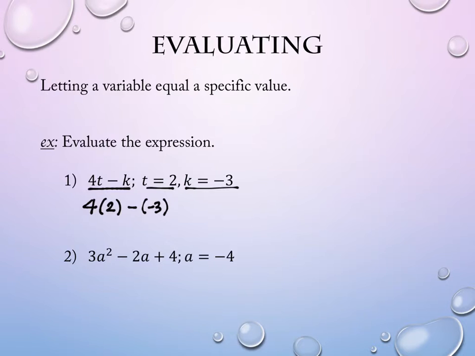We saw that back in section 1.2 when we were looking at integers. We would multiply before we do any addition and subtraction. So what is 4 times 2? 8. And then what happens when we have that minus a negative? Yep, that's addition, and then 8 plus 3 would be 11. Okay, we didn't solve anything, we evaluated.